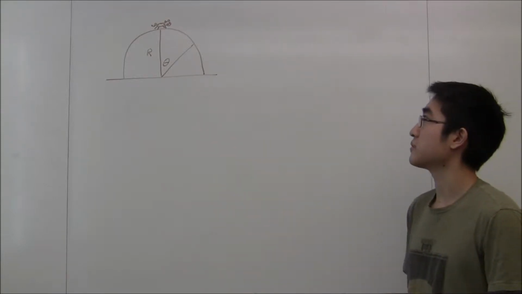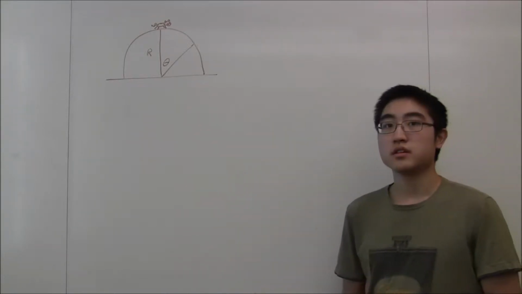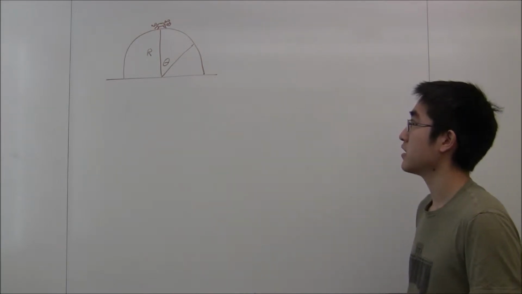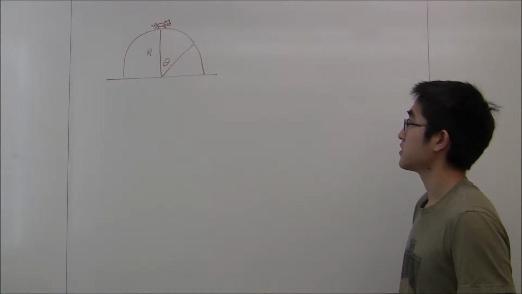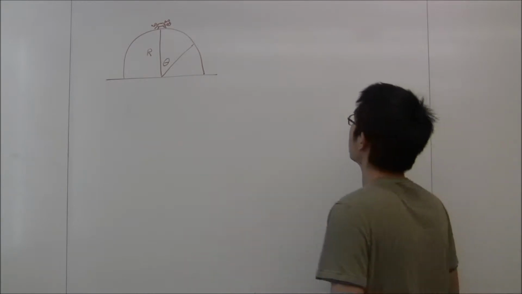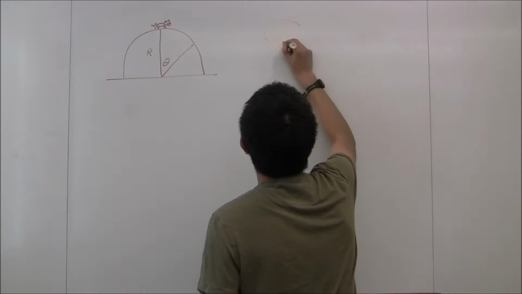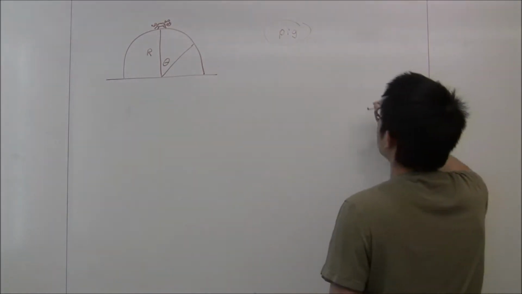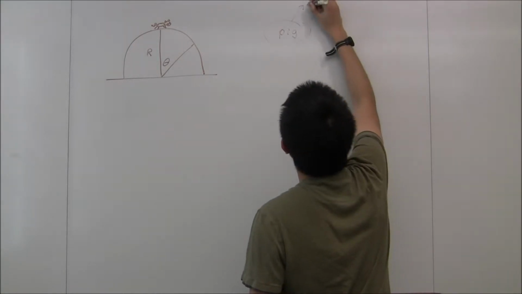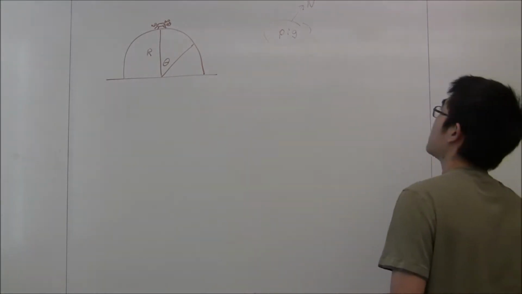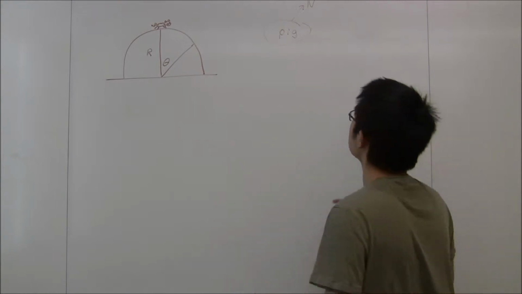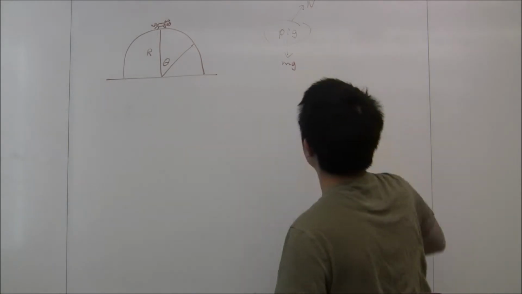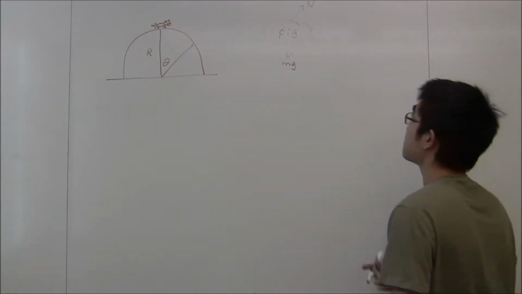So in this problem, we have a pig sliding without friction down a semi-spherical dome. Since we're dealing with theta and r, let's resolve the forces in the radial direction. To start off, let's draw an isolation diagram of the pig. Here's our pig. And we have the normal force acting in the positive radial direction, which we will define as radially outwards, and the force of gravity, which is mg, acting downwards.